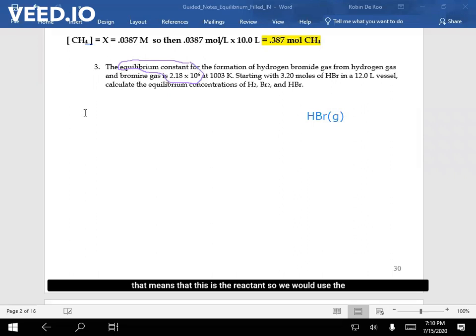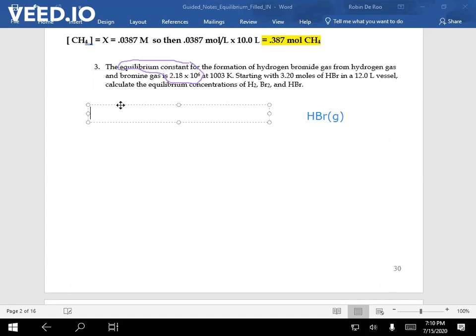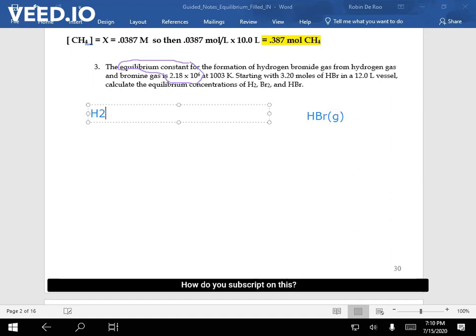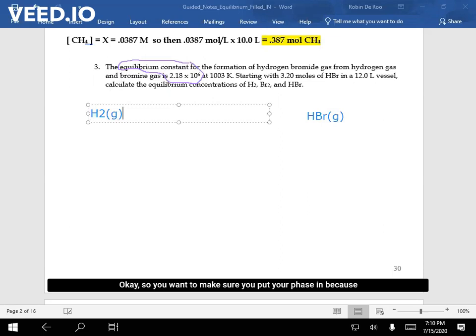From, well, if it says from, then that means that this is the reactant. So we would use the word equation to write the reaction. The hydrogen gas, we know hydrogen gas is diatomic. Okay, so you want to make sure you put your phase in because you could lose points if you don't. And of course, you will have to write the two as a subscript. Hydrogen gas and bromine gas. Okay, so bromine gas is also diatomic.